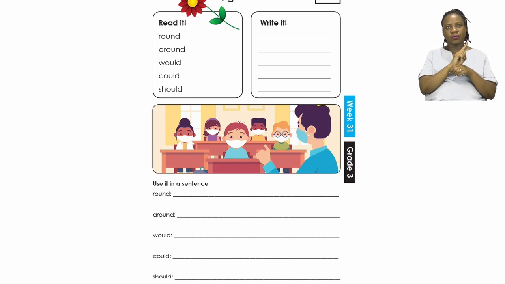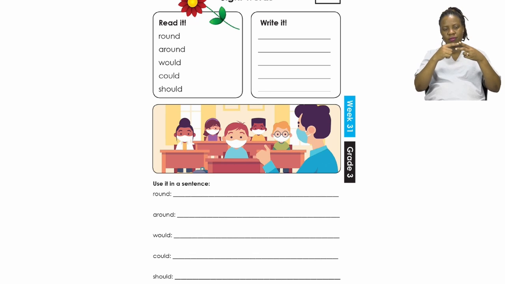Round, around, would, could, and should. Now we have read all the words. Right next to it, it says that you have to go ahead and write the words. So you need to write the word round, then write the word around, the word would, the word could, and the word should, right there in the spaces provided.